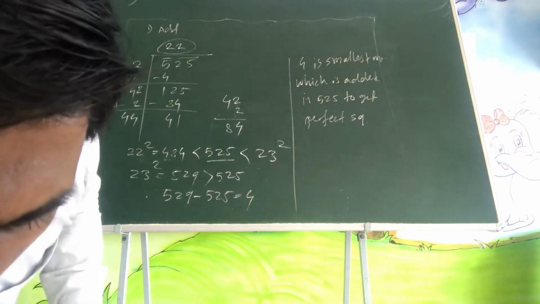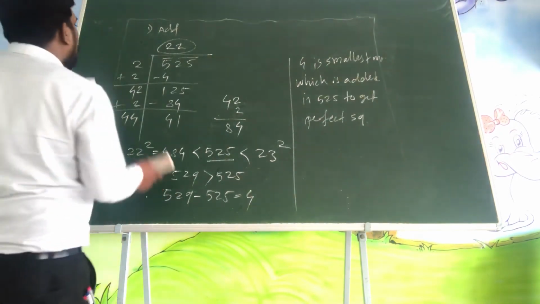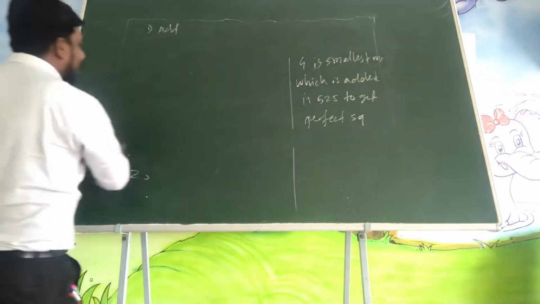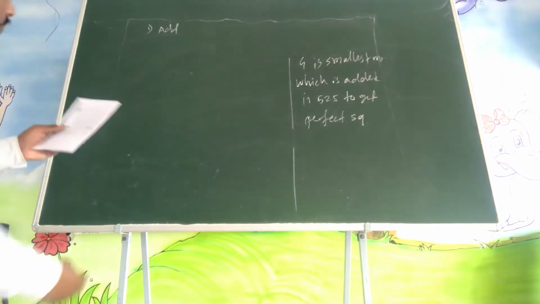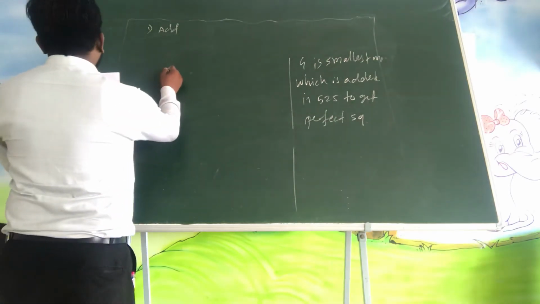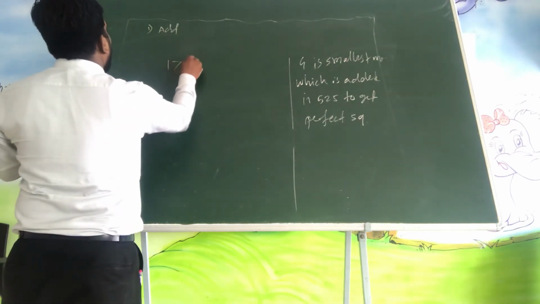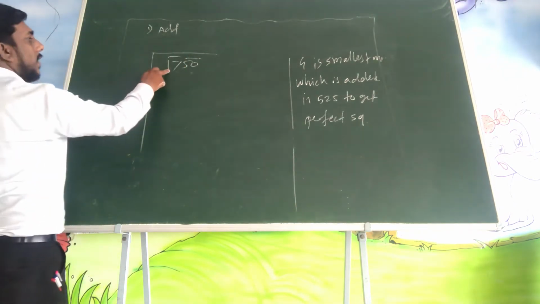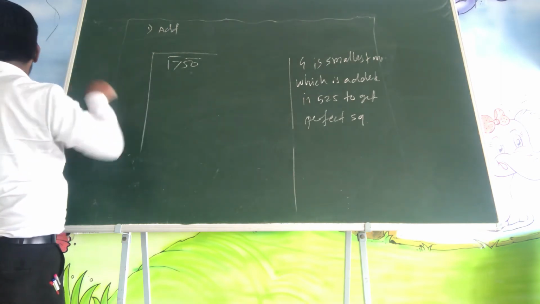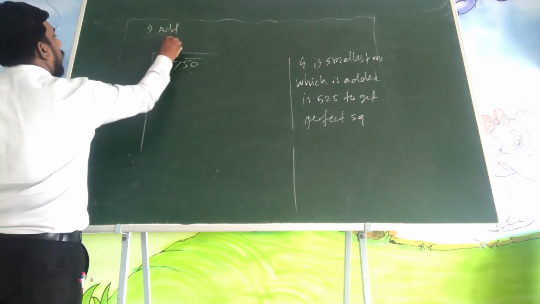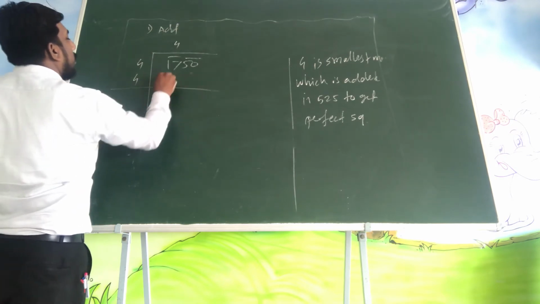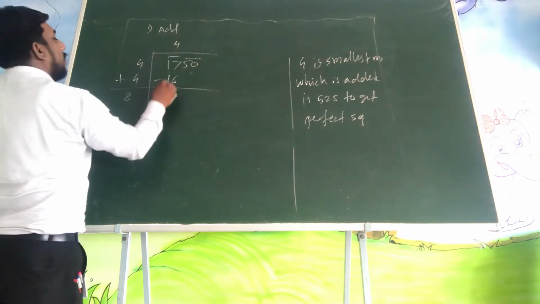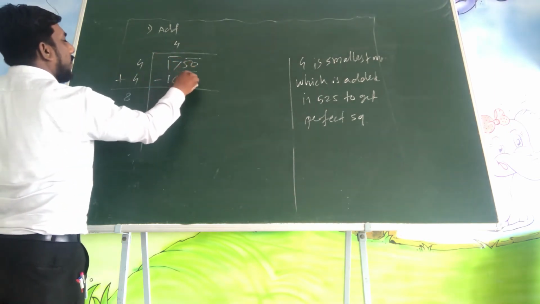We can check another example. Just check now. Whatever we did in the division method, same as it is we have to do here. 1750, same process. Which is the nearest square number? 4 square is 16, 17 minus 16 is 1, and 50 remaining.